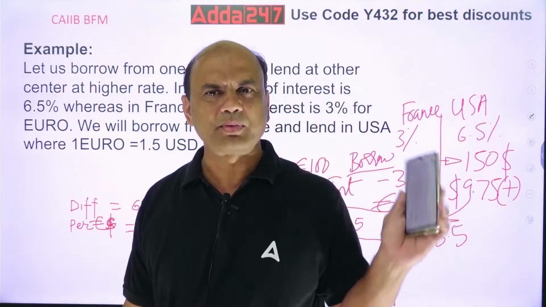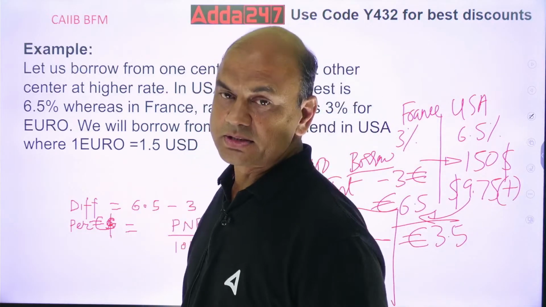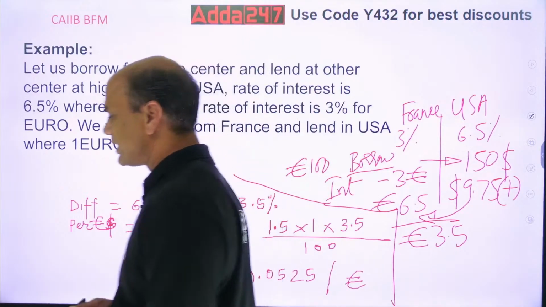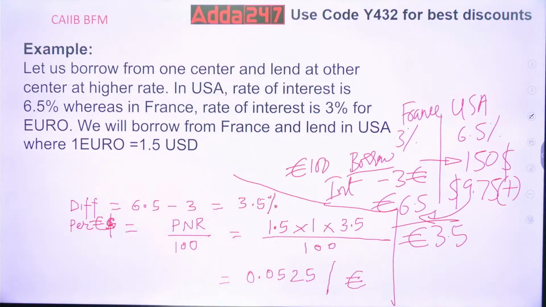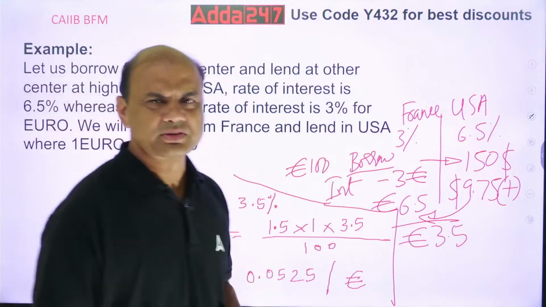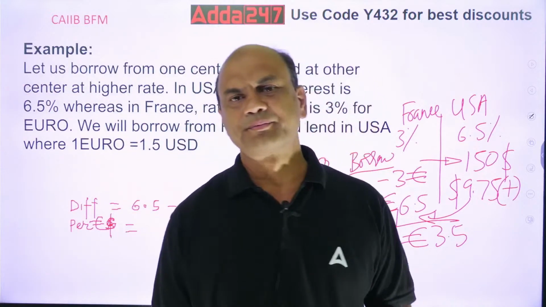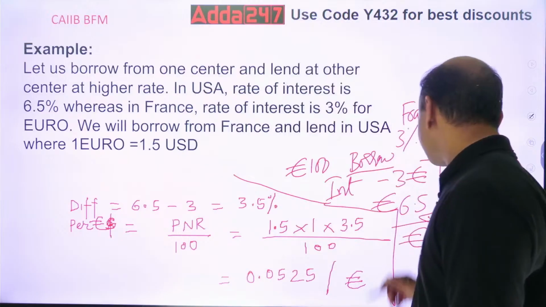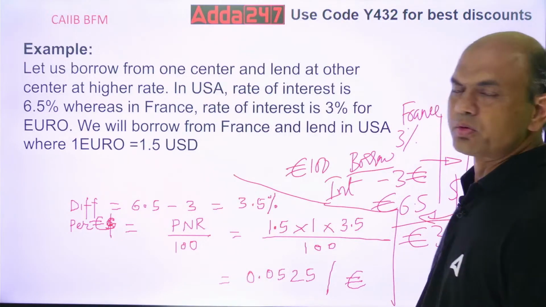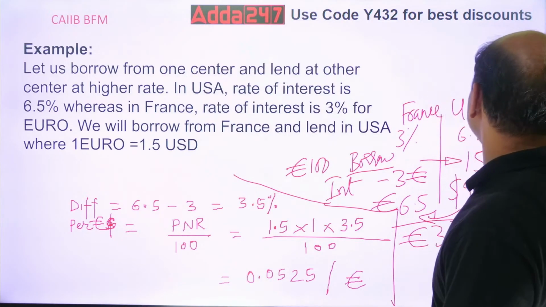This is called arbitrage. In a year I am gaining this much on 100 euro. Now it depends on how many euros. So net I am gaining 3.5 euro. Got it, everyone?